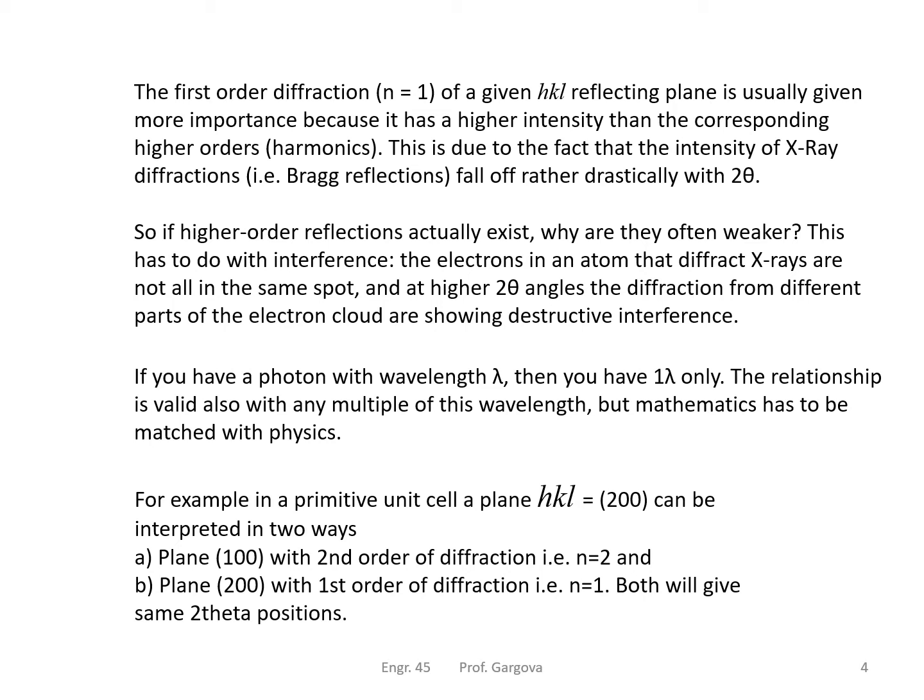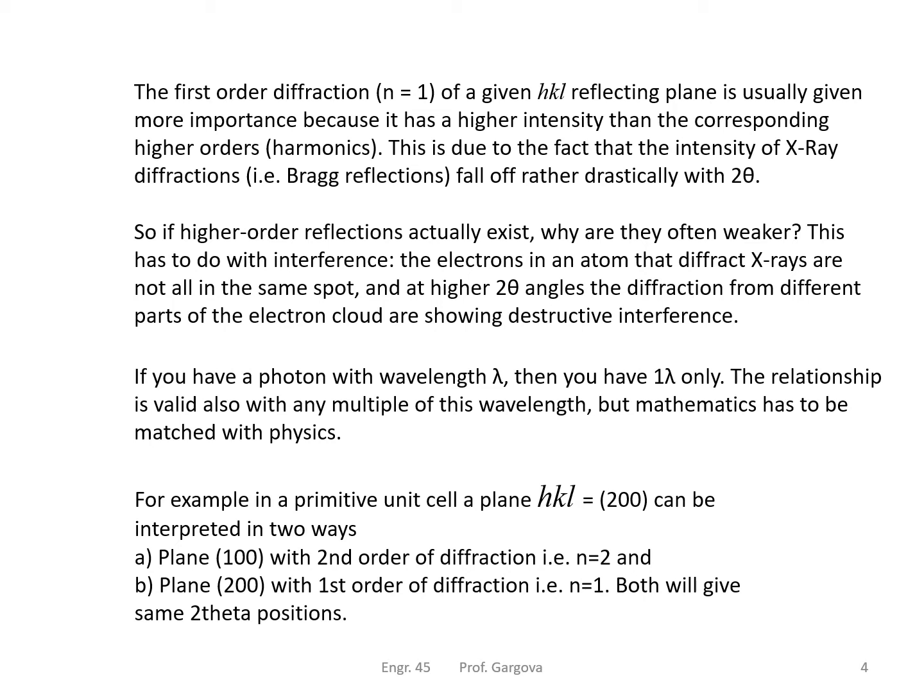Now, if you have a photon with a wavelength lambda, then you have only one lambda. And the relationship is valid also with any multiple of this wavelength, but mathematics has to be matched with physics. Now, the example here is that if HKL were to be a 200 plane, then you can interpret this like, if you were to get a peak at a certain 2 theta that you think corresponds to 200 plane, it can also be plane 100 with a second order diffraction.